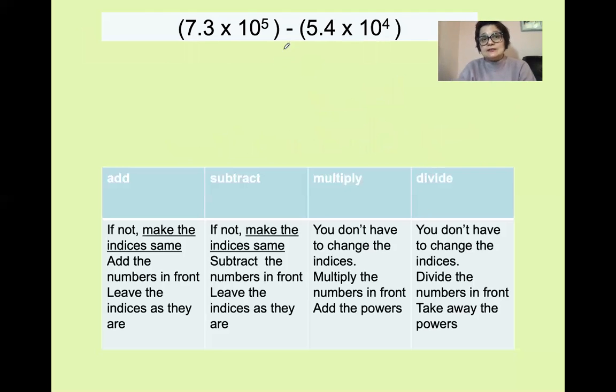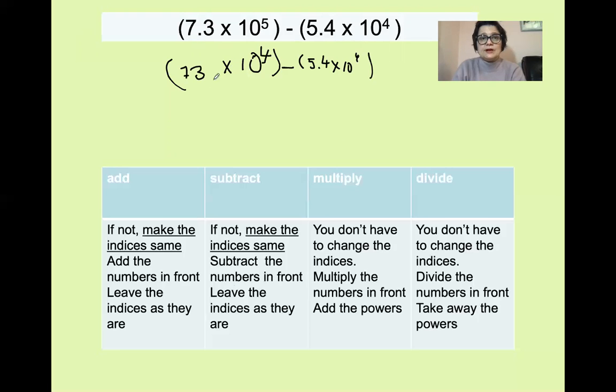We have now here a subtraction of two numbers that both are expressed as a standard form, but the indices are different. This one has the biggest indices, so we are going to change this to the power of 4. So as this one becomes 10 less, we're going to have times 10 to the power of 4, then 7.3 becomes 73. Okay, so this one becomes 10 times less, the number in front becomes 10 times bigger, to keep the value of the number the same. All right, the next one exactly as it is, times 10 to the power of 4.